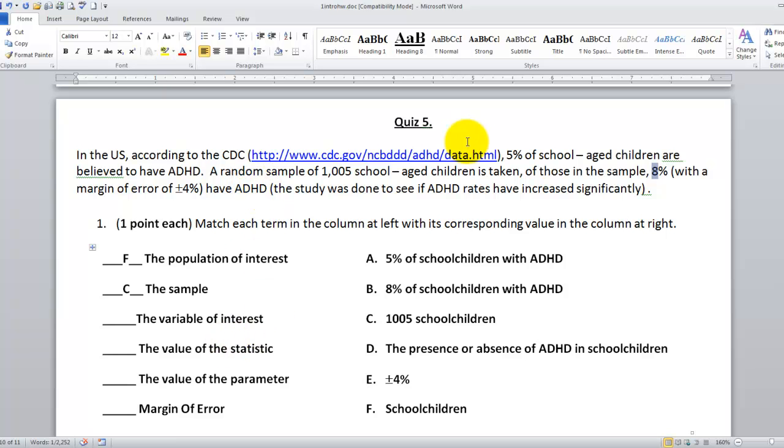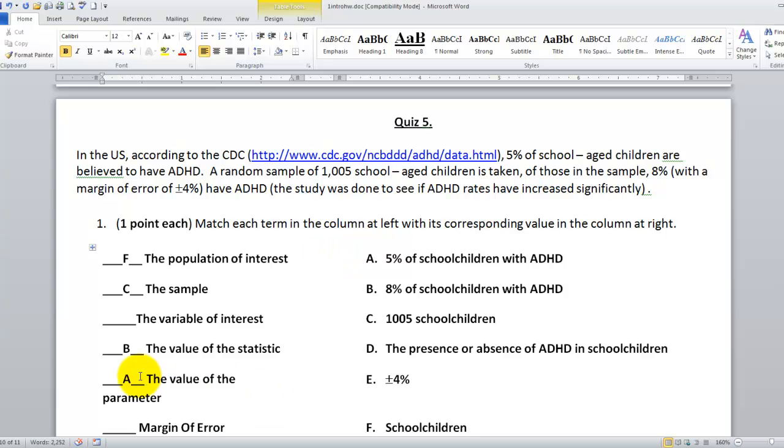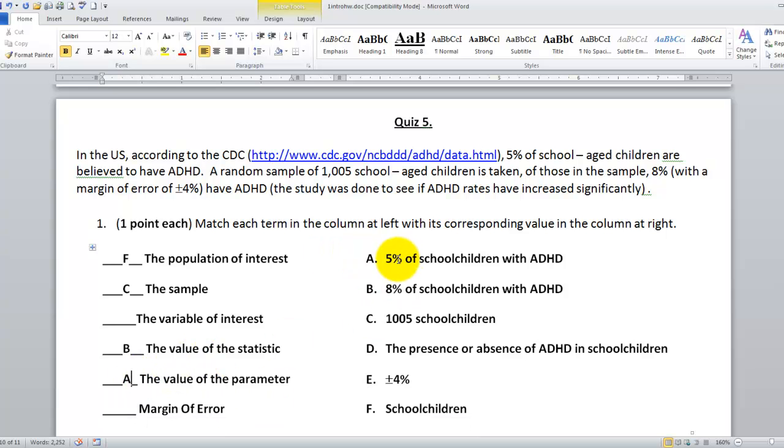So the statistic is the sample measure. So the 8% is going to be the value of that statistic, which means the parameter has to be the 5%. Okay, and this is commonly mistaken. The sample values go with statistic, and the population values go with parameters.